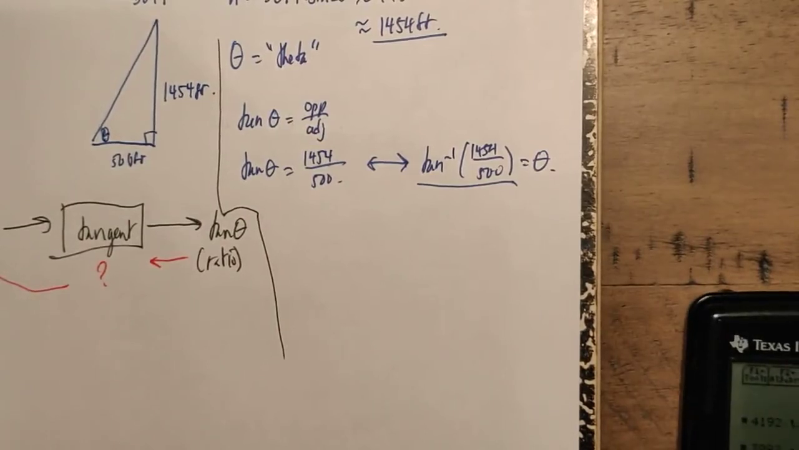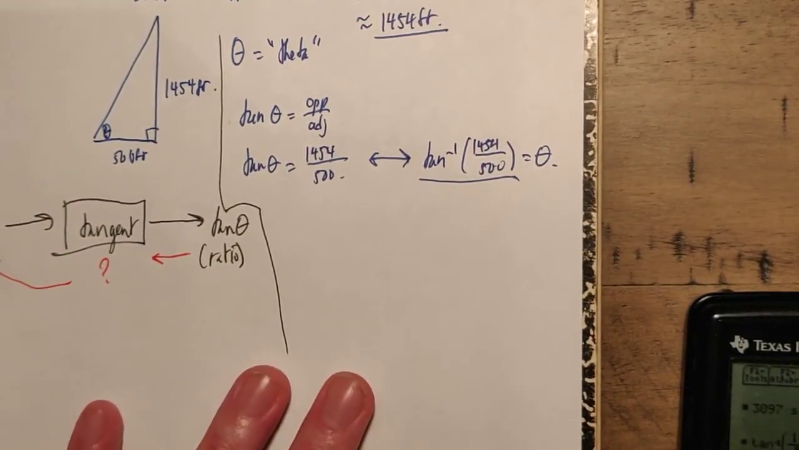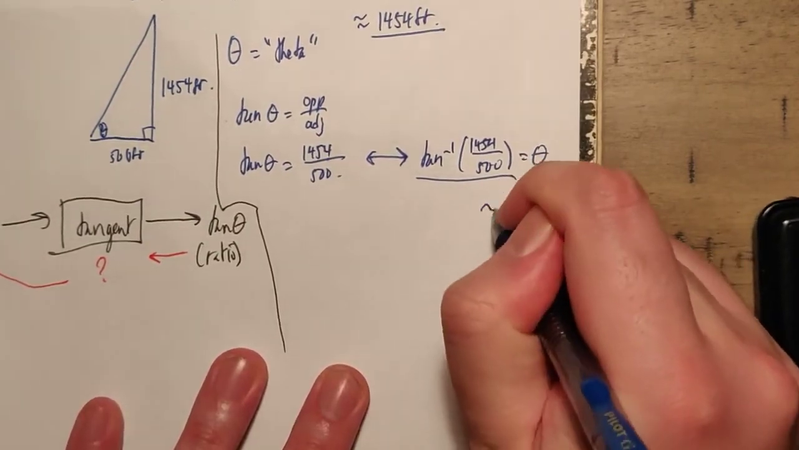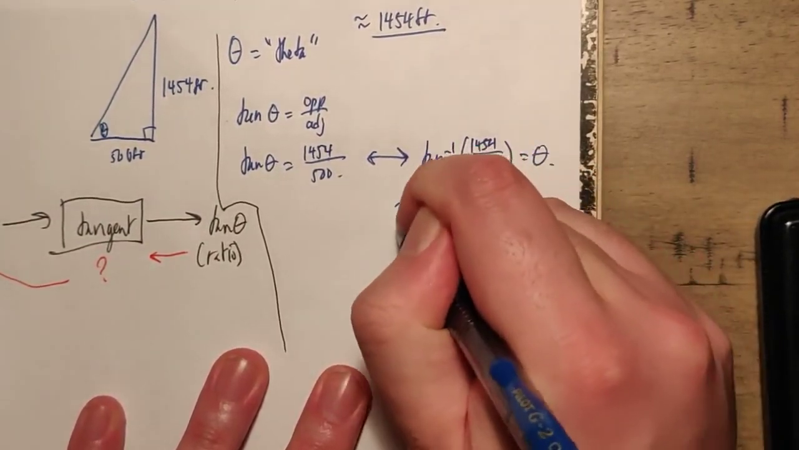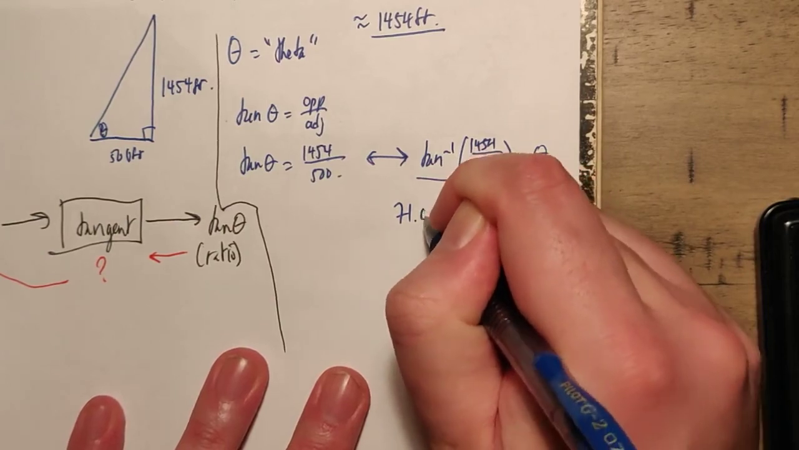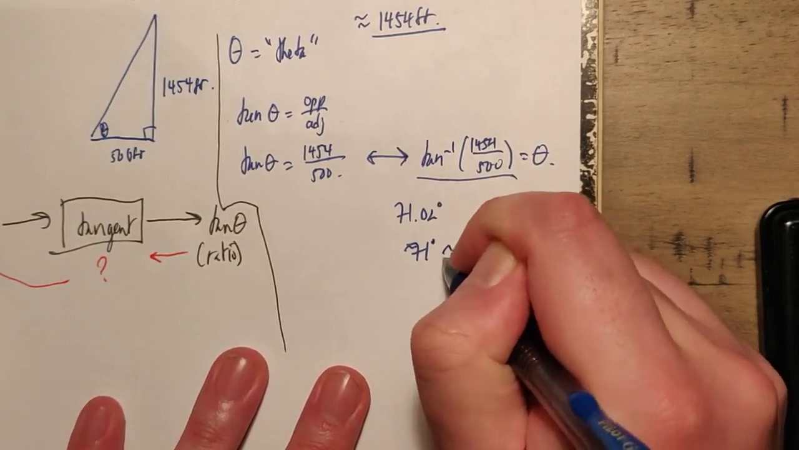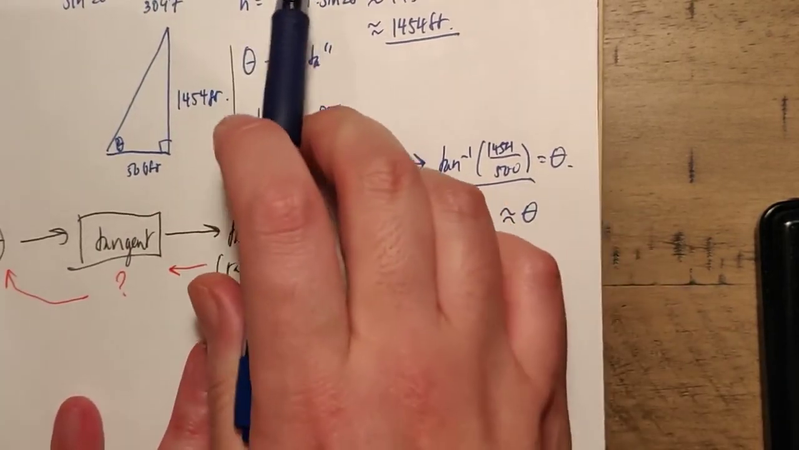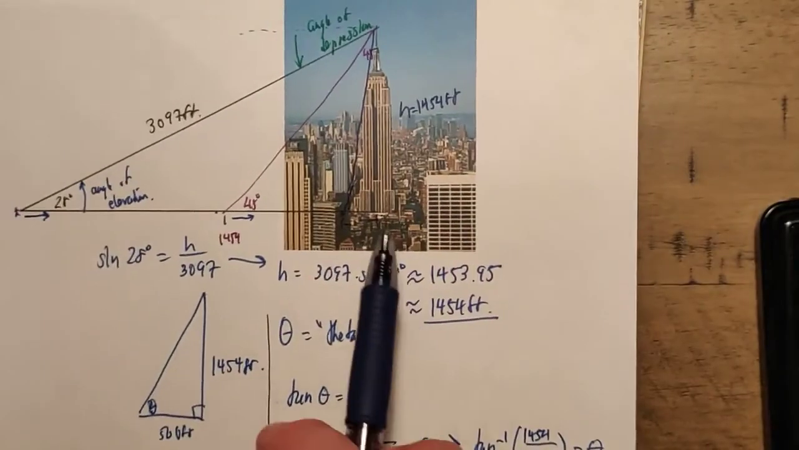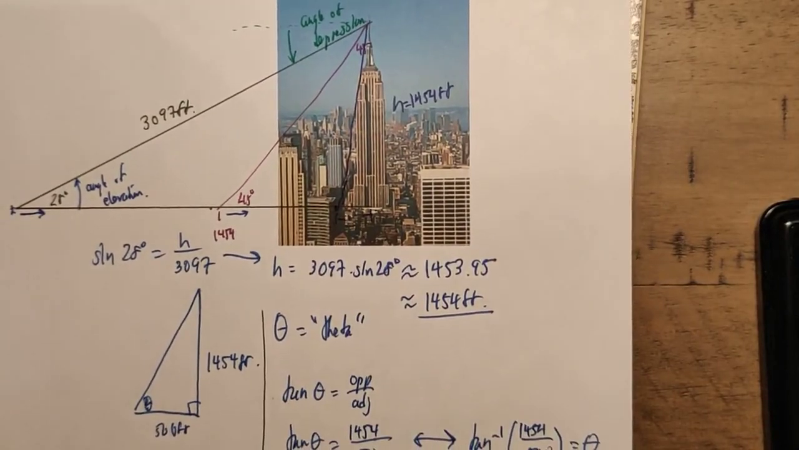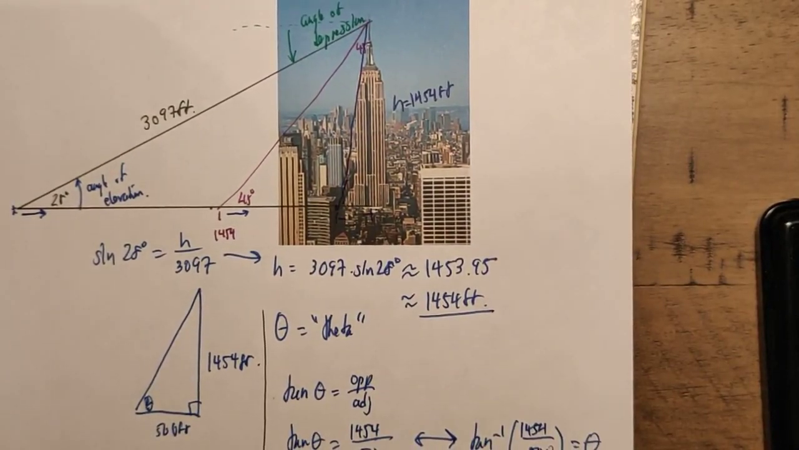So now we can go ahead and do arctangent of 1454 over 500. And that tells us here that theta is about 71.02 degrees. So that means this is about 71 degrees or so. So notice that if we go back to our original problem, if we're only 500 feet away from the Empire State Building, now we have to increase our angle of elevation. We have to look up at an angle of 71 degrees to reach the top of the building here, okay?